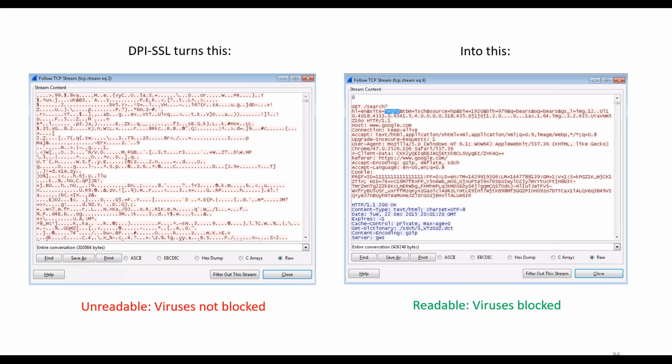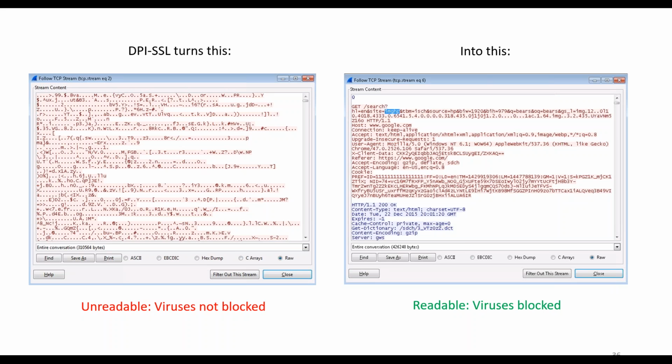What DPI-SSL does is it turns this encrypted gibberish that we see on the left-hand side into legible information that can be scanned for malicious content. So if we look in the left box, that is totally unreadable. I can't make any sense of it, and therefore I can't take any actions based on it. But once we enable DPI-SSL, we're enabled to decrypt that traffic, and we turn it into, left to right, legible. We can see everything that's there, and therefore we can see if there's a virus in there or not, and we'll block it if we need to.